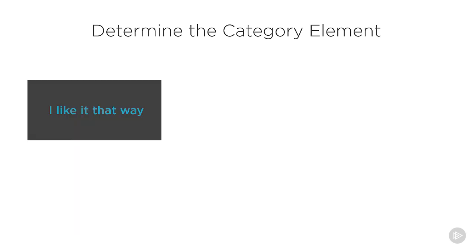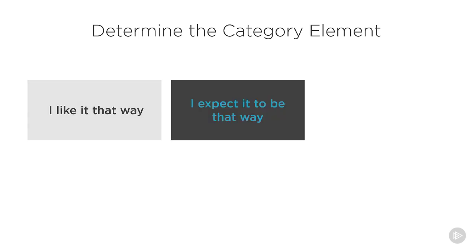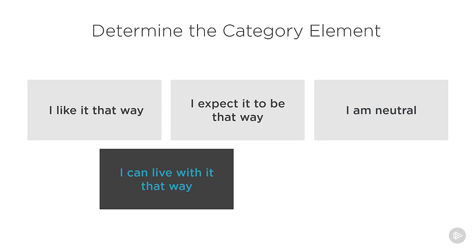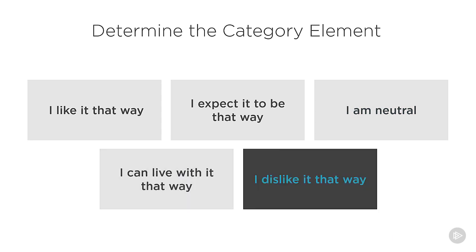Both question forms need to have the same set of possible answers, and those can be: I like it that way, I expect it to be that way, I'm neutral, I can live with it that way, and I dislike it that way. Please note that you can select to use different answers than those just provided. But whichever you choose, just make sure to stay consistent throughout the entire survey.